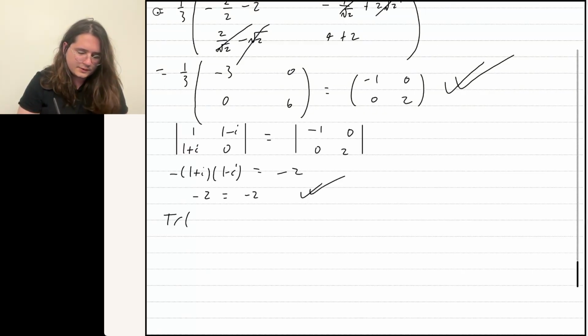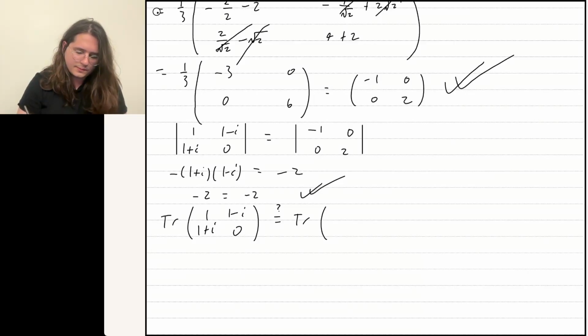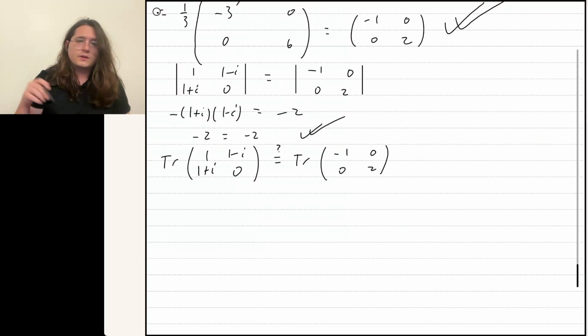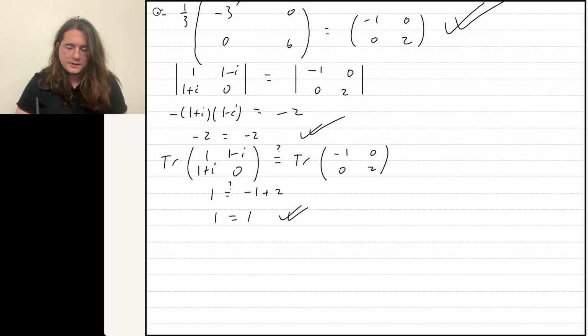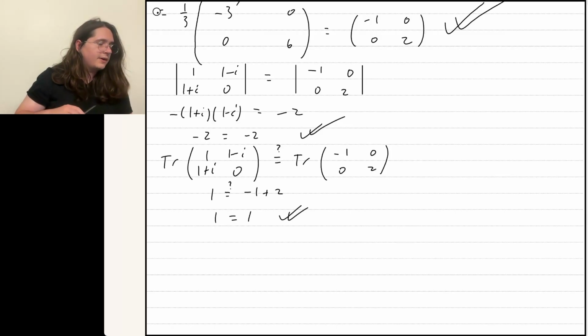And then also the trace of the matrix itself, T, 1 plus I, 1 minus I, 0, should be equal to the trace of minus 1, 0, 0, 2. If you don't remember, the trace is whenever you just add together all of the diagonal elements, right? So the trace of this guy is just 1 plus 0, so 1. On the right-hand side, it's minus 1 plus 2, so 1. Does 1 equal 1? I think it does. So everything is verified, and that is how to do Hermitian matrices.